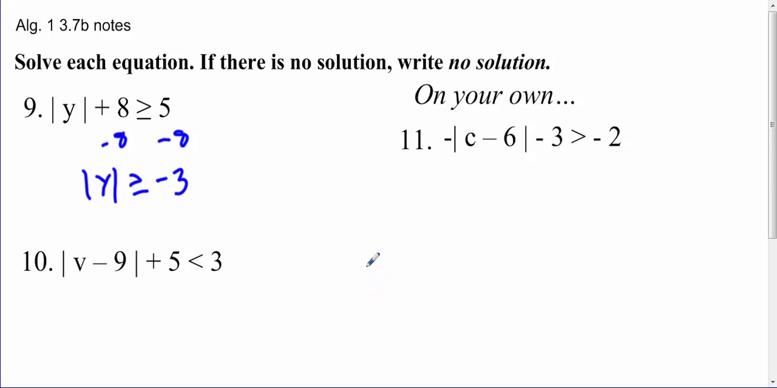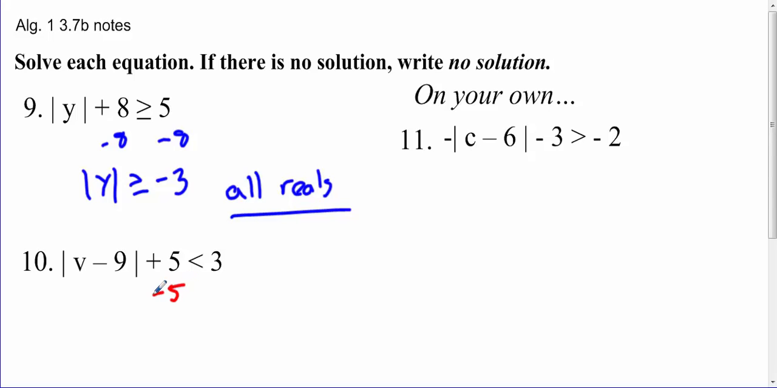When I have the absolute value isolated and I see a negative number over here, I can pause. There's only two possibilities here. One of them, it says right here, no solution, and the other one would be all reals. So in this case, what we're saying is, when is a positive number greater than or equal to a negative number? Well, that's always. So all we'd have to say here is all reals, and we'd be done with that problem.